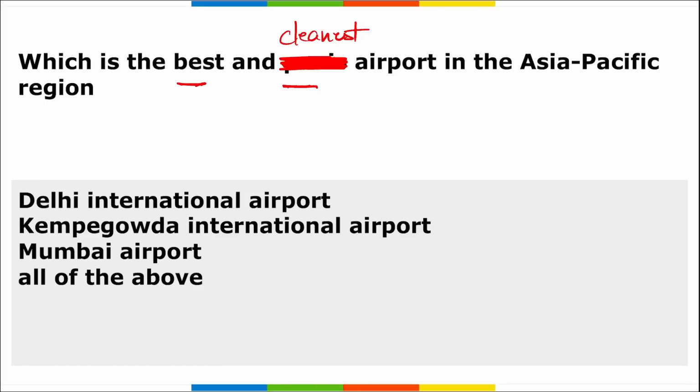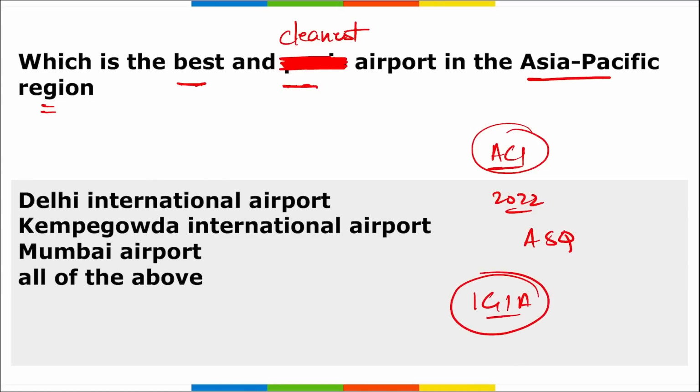Next question: which is the best and cleanest airport in the Asia Pacific region? Recently, ACI, that is your Airport Council International, they have announced the winners of the 2022 Airport Service Quality Awards that recognizes the best airport for customer experience, for cleanliness, alright, and other various services provided by that particular airport. So recently it was your Indira Gandhi International Airport. Can you tell me where is this airport? This is Delhi's International Airport, that is Indira Gandhi International Airport has been declared as one of the best and cleanest airports in the Asia Pacific region. I repeat, it was your ACI, Airport Council International. They announced the winners of this Airport Service Quality Awards for 2022, and it is your Indira Gandhi International Airport of Delhi that has been declared as the best and cleanest airport in the Asia Pacific region.